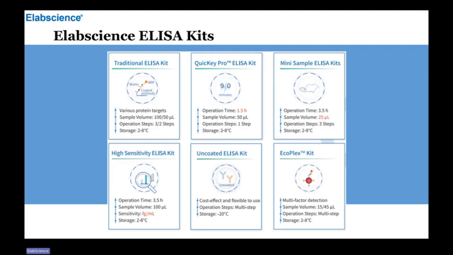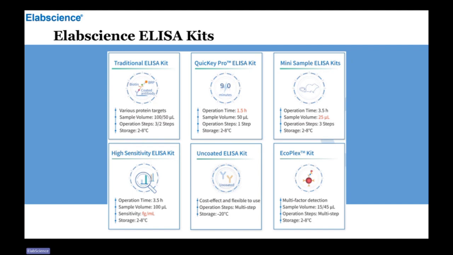Then if we talk about the Quickie Pro ELISA. Quickie Pro ELISA is the updated version of our traditional ELISA, because some of the customers were very keen to find a solution for the longer assay time. Traditional ELISA takes 3.5 hours to complete, but sometimes the labs don't have so much time.